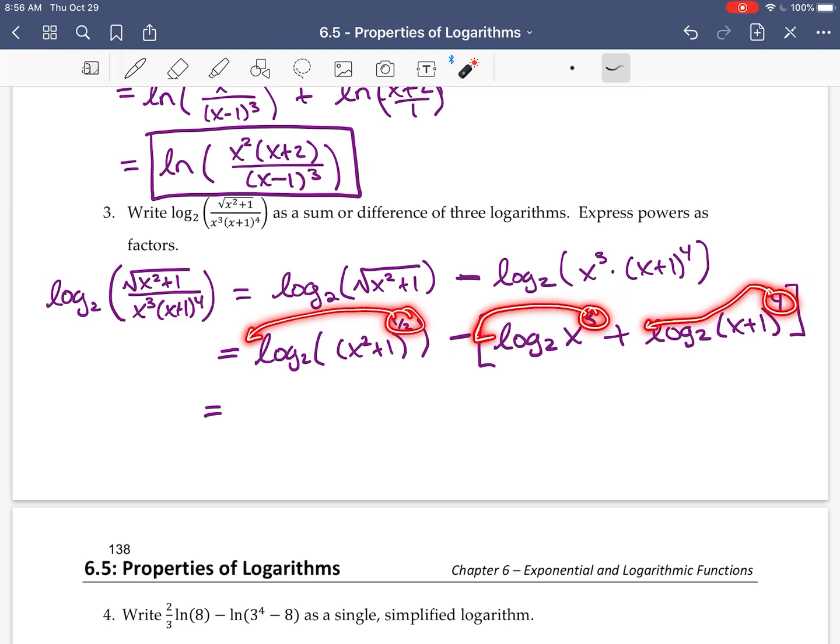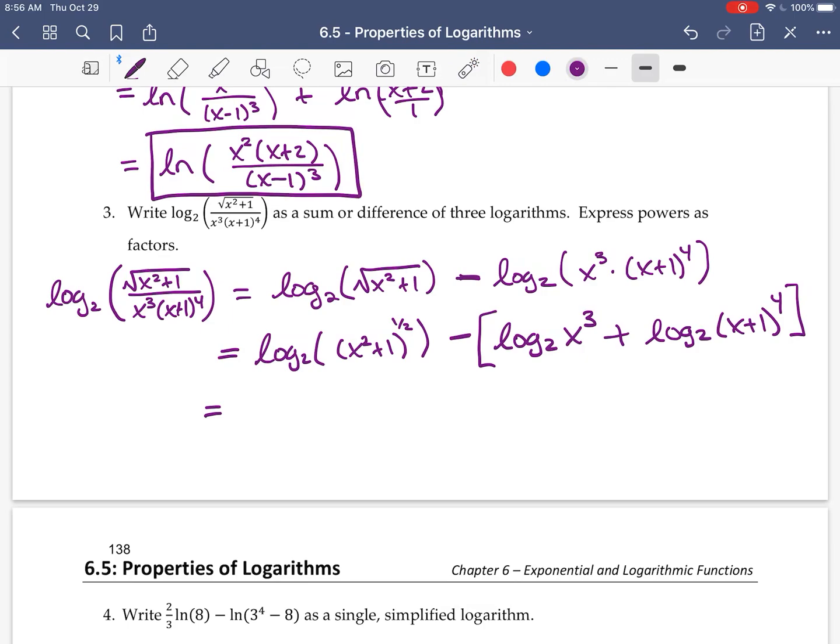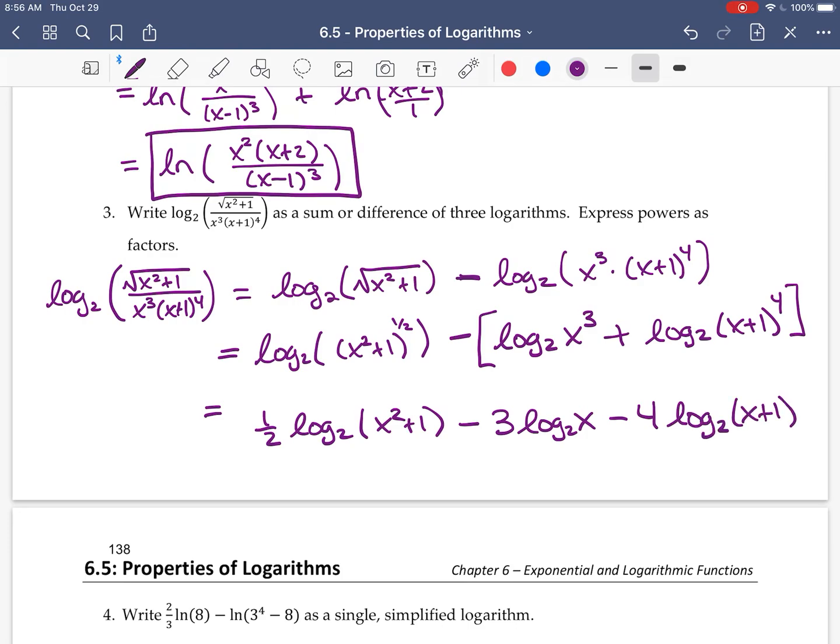Okay, so now, finally, I can bring all these exponents down to the front, because that's the rule. But I also am going to put this negative through to get my final answer here. So it is 1/2 log base 2 of x squared plus 1 minus 3 log base 2 of x minus 4 log base 2 of x plus 1.